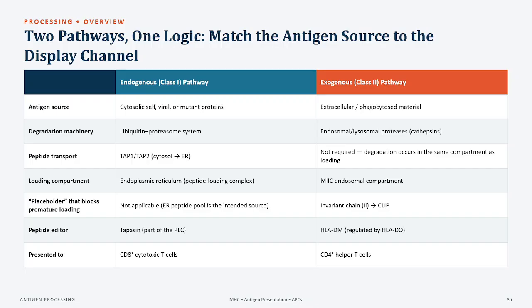The exogenous or the class 2 pathway is extracellular. It has phagocytosed material as the antigen source. It has endosomal or lysosomal degradation proteases, the cathepsins. Peptide transport is not required. The loading compartment is the MIIC, the MHC class 2 endosomal compartment. The placeholder that blocks premature loading is the invariant chain, leaving CLIP. The peptide editor is HLA-DM regulated by HLA-DO, and it's presented to the CD4 plus helper T cells.